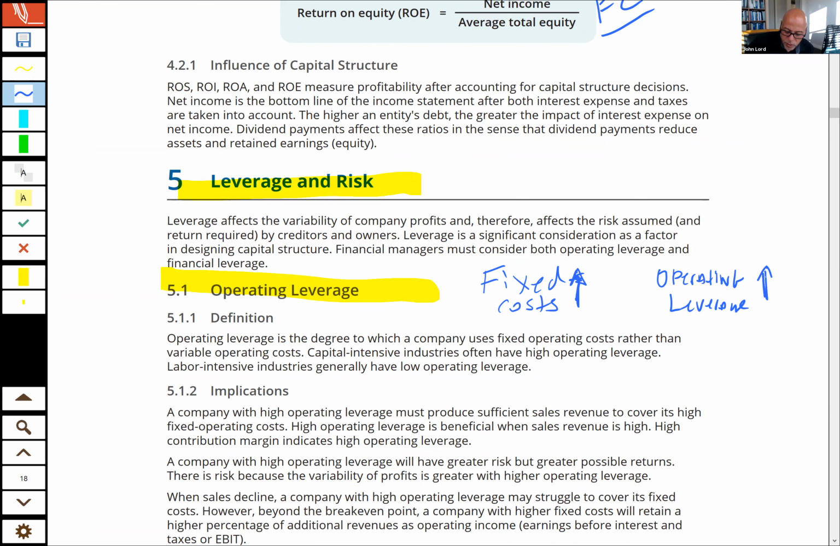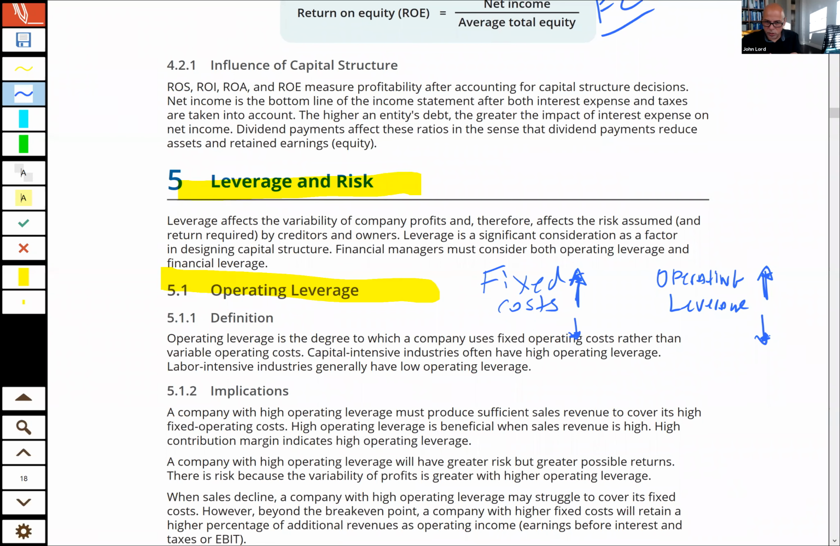Okay, so if your fixed costs are up, your operating leverage is up. If your fixed costs are down, meaning you have more variable cost, then your operating leverage is going to be down. So what they're saying here is this: you have a set of fixed costs, and you have that sort of risk exposure that if you don't generate enough contribution margin to cover your fixed cost, you're going to be in a loss situation.